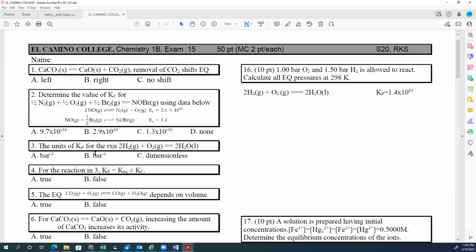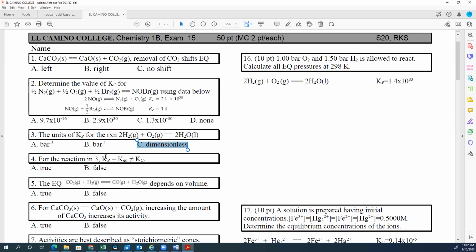The units of Kp for the reaction 2H2 plus O2 yields 2H2O liquid are, do we have units on Kp or Kc or Keq? No, so that's dimensionless. There are no units. So we already did number 4. So the test is going to have a mix of conceptual questions and calculations.